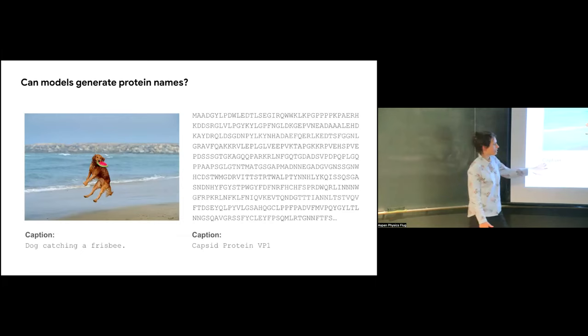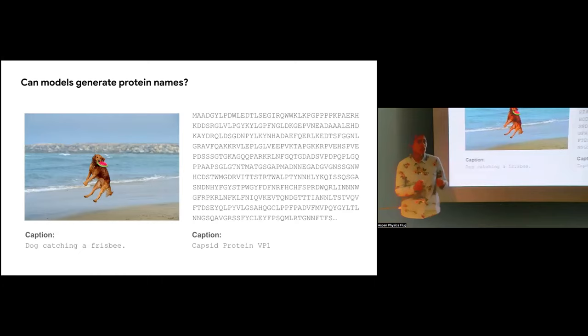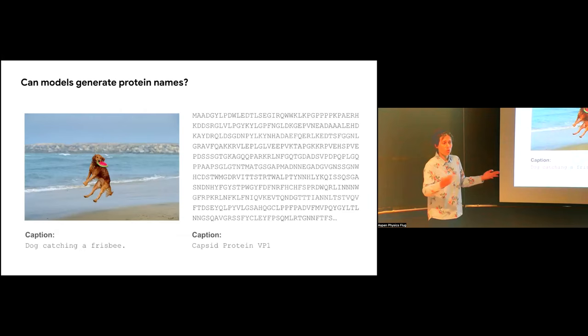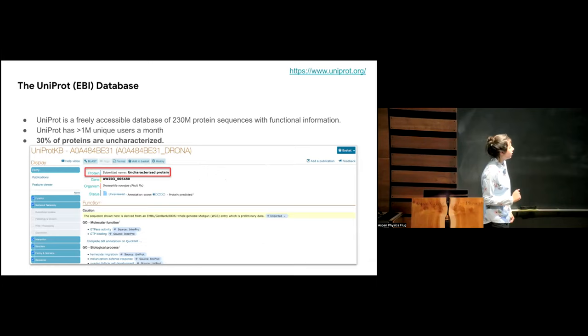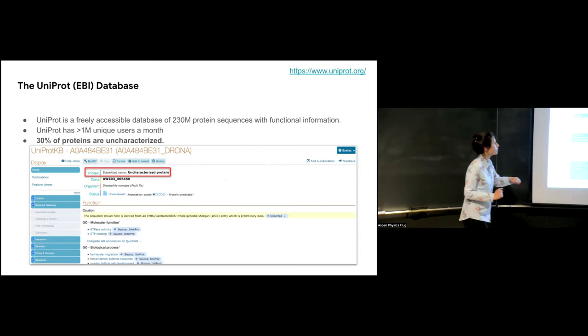Whereas here, this is harder. If that protein already has a name, then we can look it up. But if it's a new protein that we don't know what it does, the model will tell us a function and we have to try and figure out if it's right or not. So the evaluation is more difficult than for the image case. But otherwise, it seems like it should work. And so 30% of these proteins in the input are uncharacterized. Their name is literally uncharacterized protein.